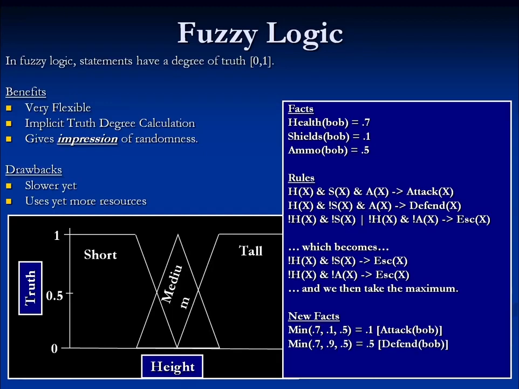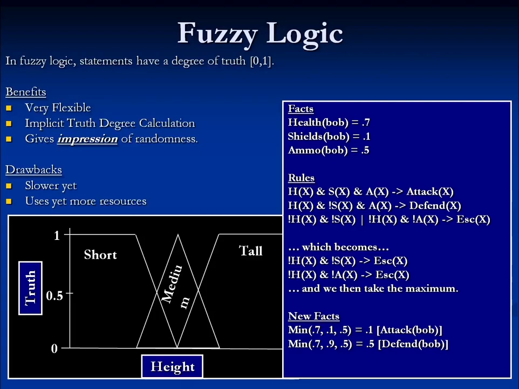Bob's defend tendency is going to be a little trickier. First, we have to calculate the not value for shields. If shields is 0.1, 1 minus 0.1 is 0.9. If we then take the minimum of 0.7, 0.9, and 0.5, that value is 0.5. So Bob's defend tendency will be 0.5.